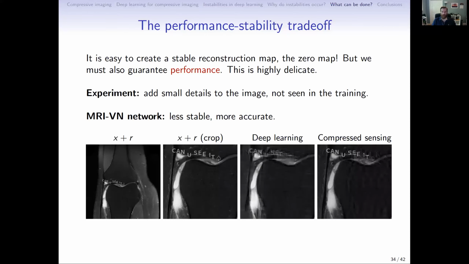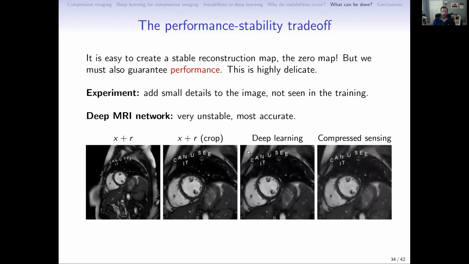And you can see this trend as you look at different networks and perform the same experiments. This is a network that's moderately unstable and moderately accurate. You can see it washes out this detail a little bit, but you get a little bit more of it than in the previous network. Then if we go back to this network that I showed previously, this is very accurate. So it recovers this detail very well, certainly the best out of all the networks. But it's highly unstable.